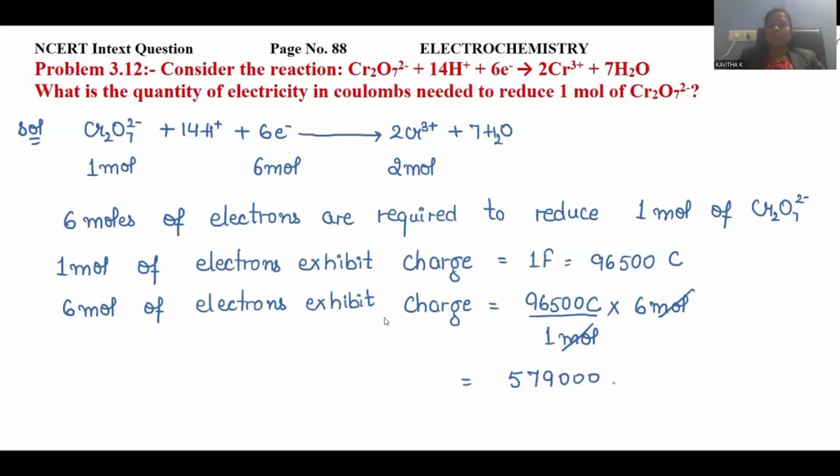But for 6 moles of electrons, how much charge will be there? 1 mole has 96,500, so for 6 moles, cross multiplication: 6 into 96,500 divided by 1. So 96,500 into 6 moles by 1 mole. Mole will be cancelled, so 96,500 is multiplied with 6. That is 5,79,000 coulombs, the electricity required for the reduction of 1 mole of potassium dichromate. This is the way the problem can be solved.